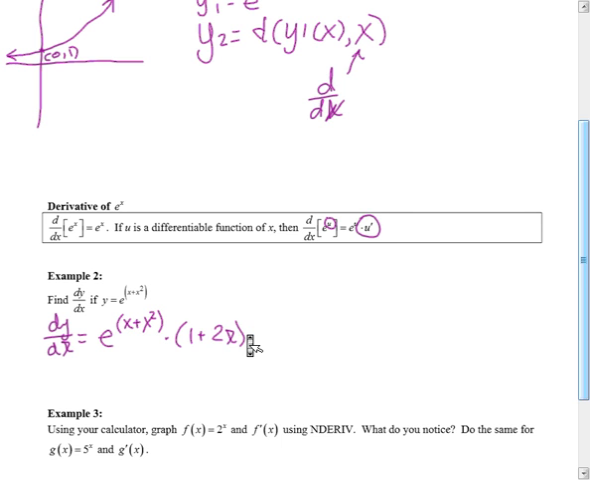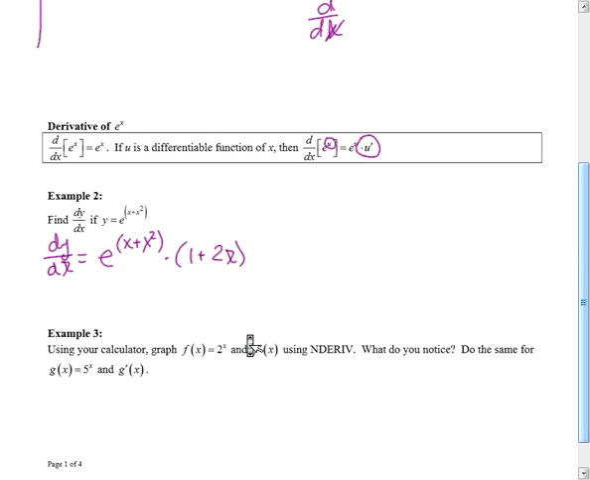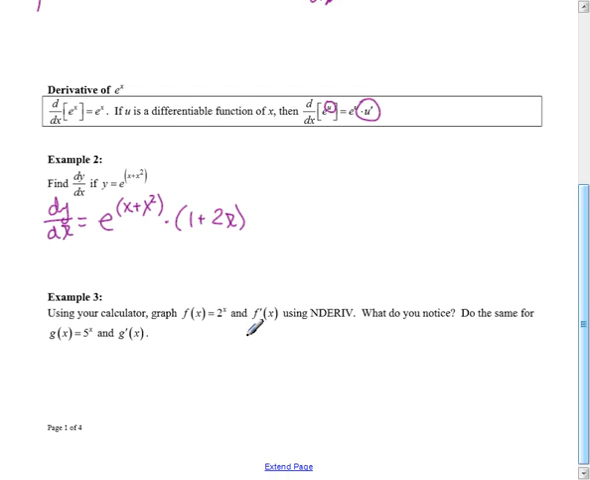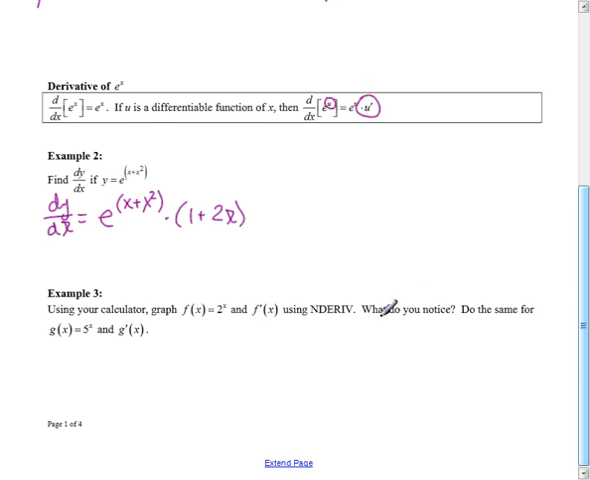Okay, so example 3 is something that you can do on your calculator. And I want you to type what you notice into your whisk. Alright, so this way I know that you actually did it. So graph f of x equals 2 to the x and the derivative, and tell me what you notice. Are they the same, just like e to the x? Is one higher, one lower, one steeper, one narrower? Okay, and do the same for 5 to the x and the derivative of that.